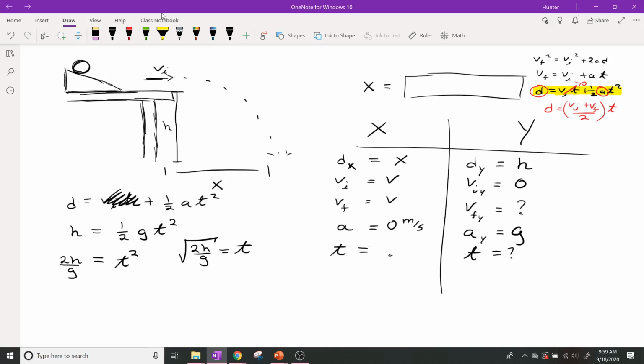And now for t, I'm going to erase this question mark, and I'm going to put in the square root of 2h over g. Okay? If I want to find the horizontal distance, I now have everything over here that I can use because I know that my velocity is equal to distance, which is x, over time, which is the square root of 2h over g, right?